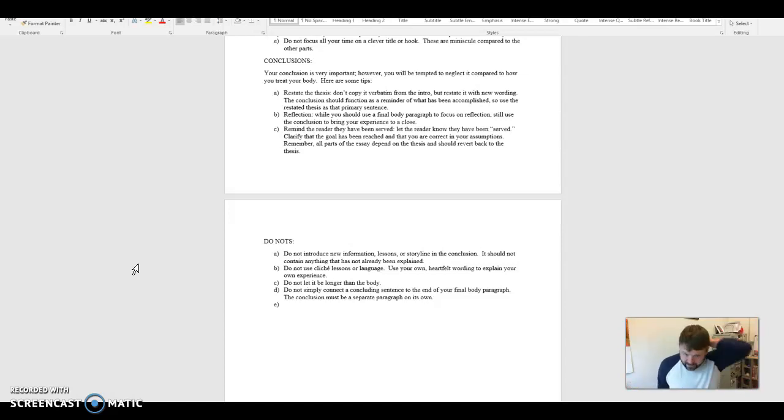Then D, do not simply connect, and this is a big problem I've seen a lot, do not simply connect a concluding sentence to the end of your final body paragraph. The conclusion must be its own paragraph. If you just stick a concluding sentence to your last body paragraph, I mark it as not having a conclusion. So watch out for that, okay?